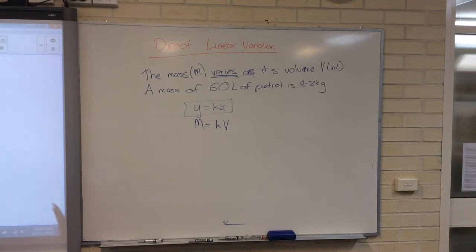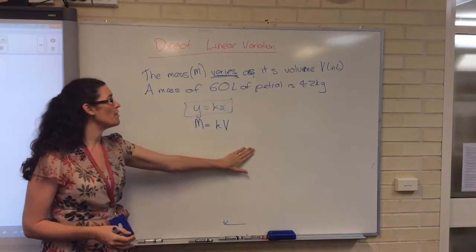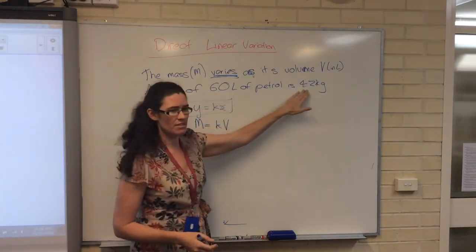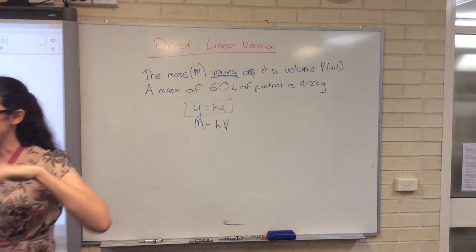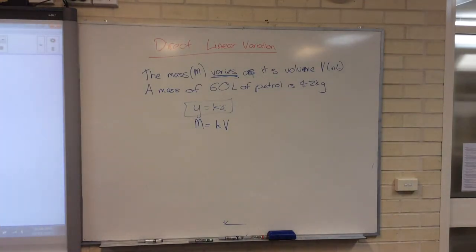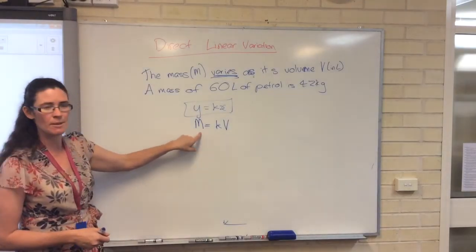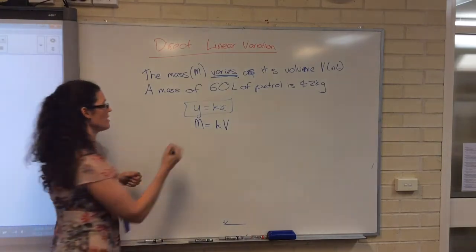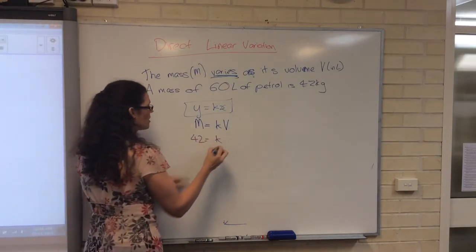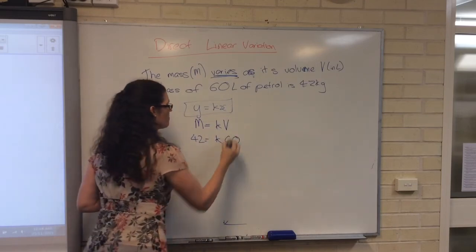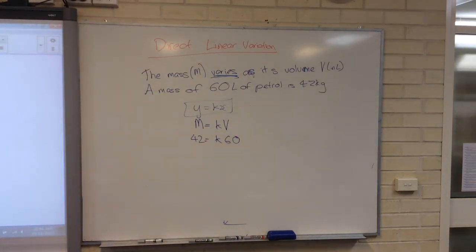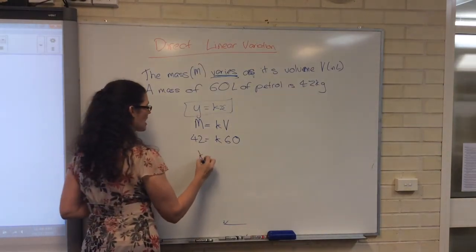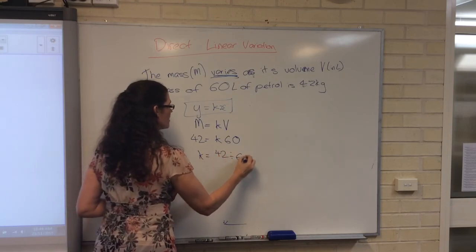So I know that the rule must be m equals kv. They've given me these numbers. If I put those numbers in the correct place, I can find k, which is my constant. So which one goes where m is? Careful, 42 goes here, and the V will be 60. So if I'm looking for k, what should I do? Divide by 60. So k equals 42 divided by 60.